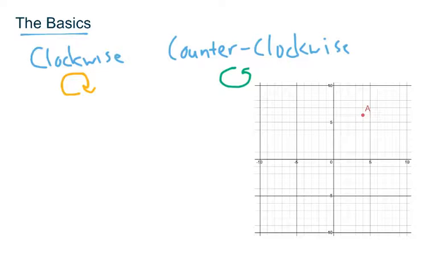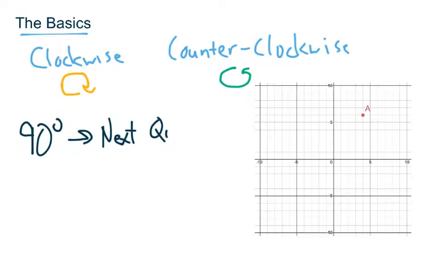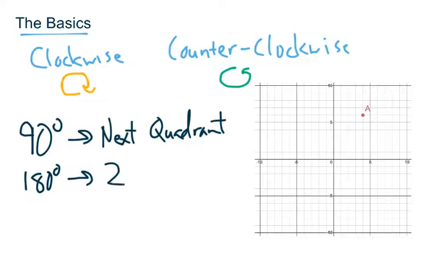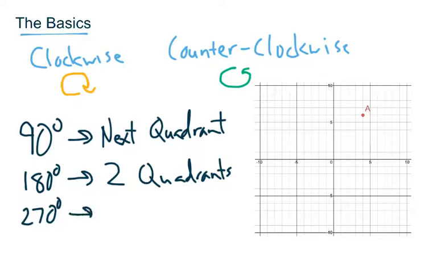The next thing we need to understand is the different quantities we can rotate. We can do 90 degrees, and essentially what that means is the next quadrant, to the left or right, depending on if you're going counterclockwise or clockwise. 180 degrees is going to refer to 2 quadrants. And finally, 270 degrees is going to be 3 quadrants, which is actually the same as doing 90 degrees in the opposite direction. So that's some of the basic terminology.